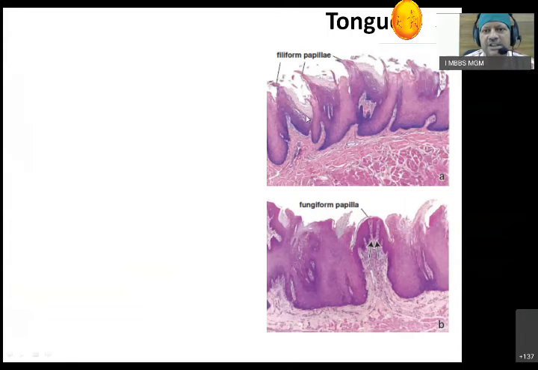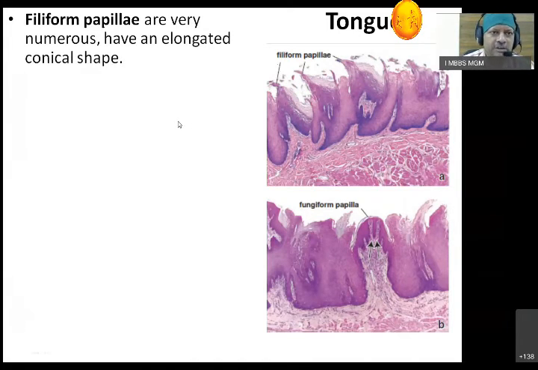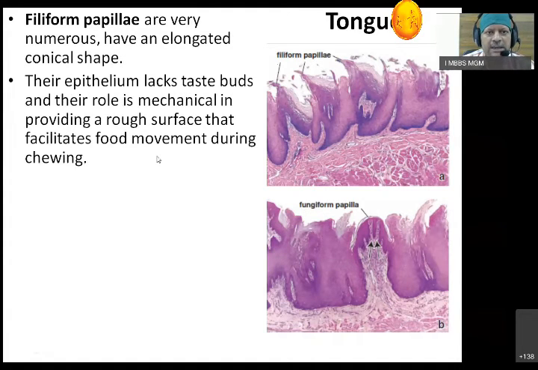Filiform papilla. You can see histologically very well you can identify them. A pointed structure and epithelium is going outside. They are called filiform papilla. So filiform papillas are very numerous, having elongated conical shape structure. Their epithelium lacks taste buds. Their role is mechanical in providing rough surface on the tongue.